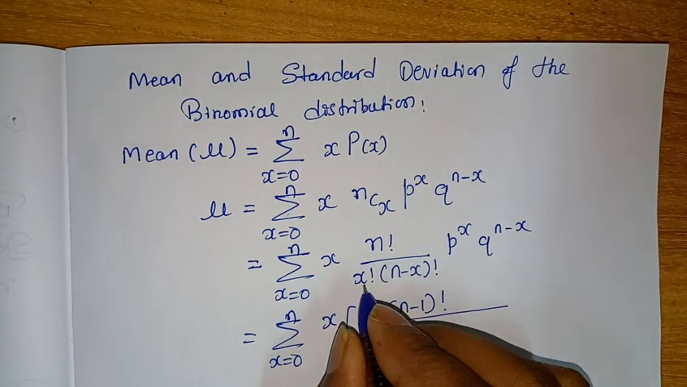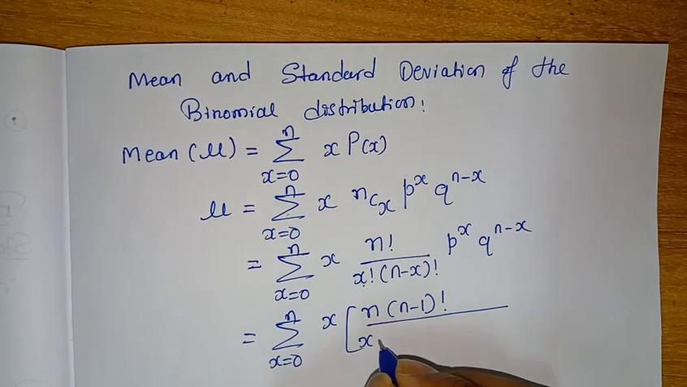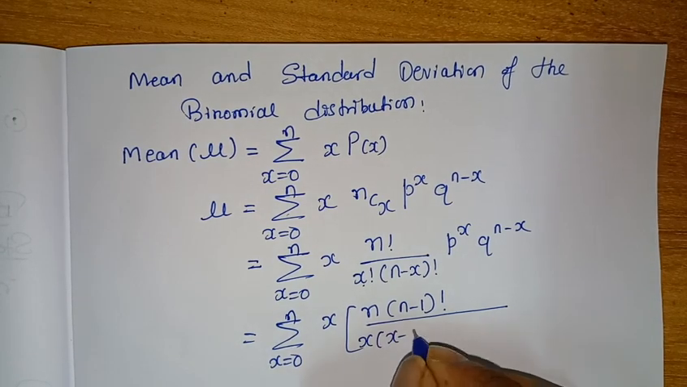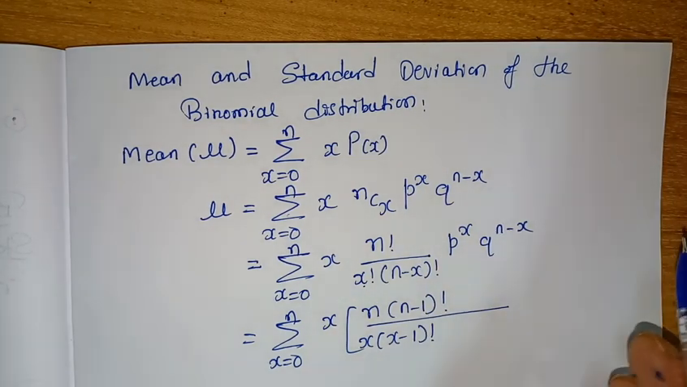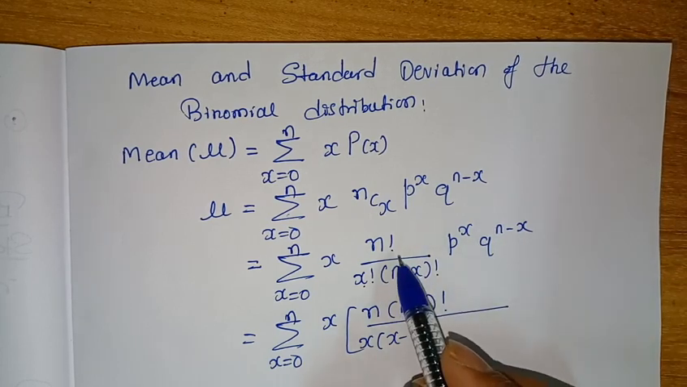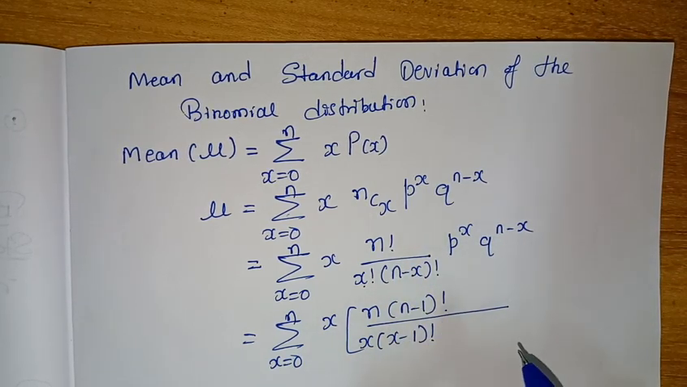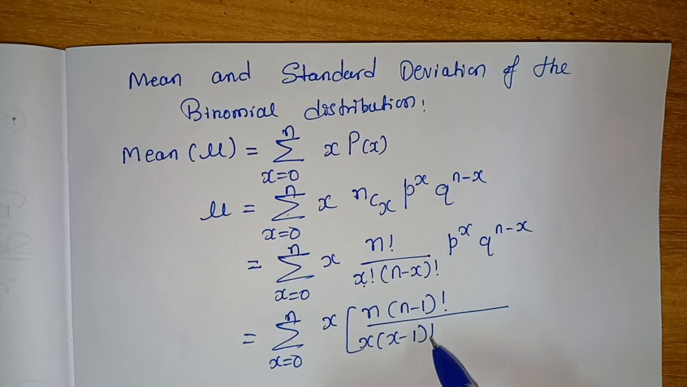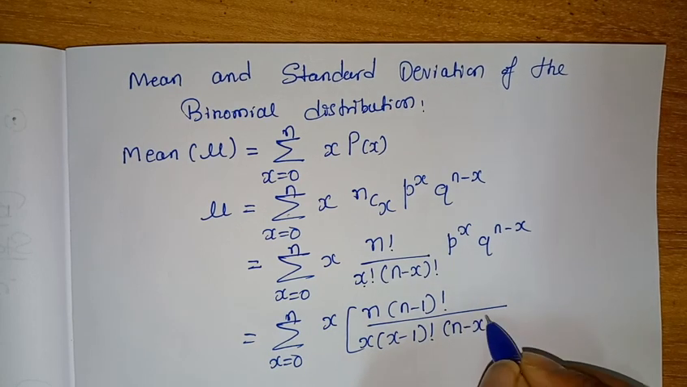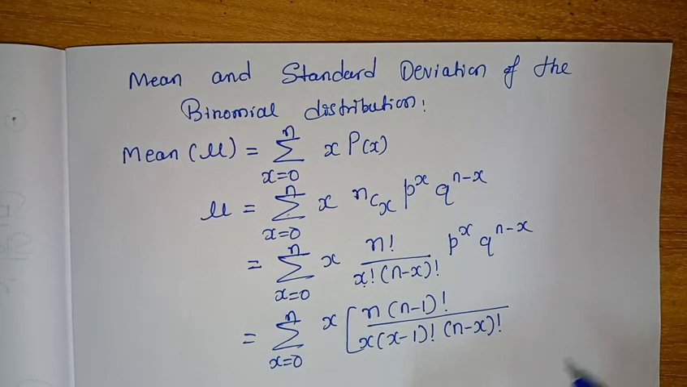In the same way, x factorial can be written as x into x minus 1 factorial, because we know the formula: n factorial can be written as n into n minus 1 factorial, or as n into n minus 1 into n minus 2 factorial, like that. N factorial is nothing but n into n minus 1 factorial. In the denominator, x factorial can be written as x into x minus 1 factorial, and n minus x factorial I'll retain as it is.